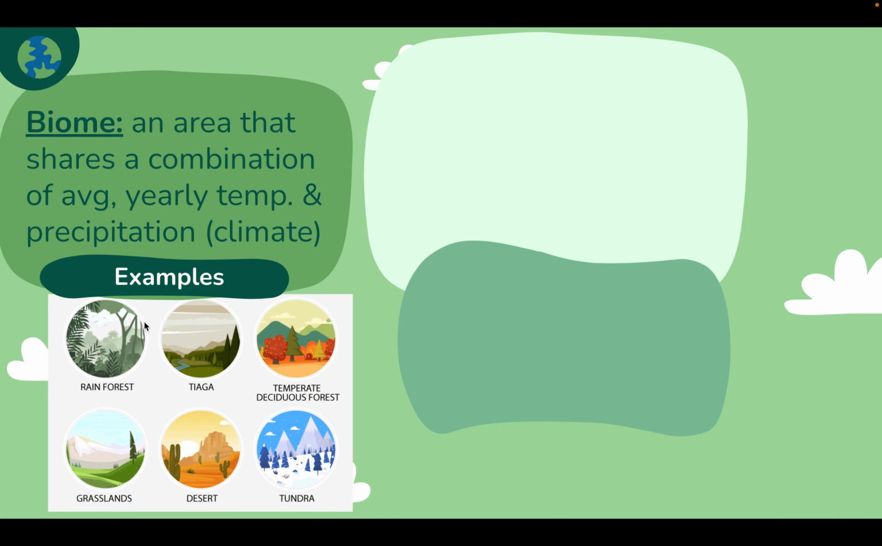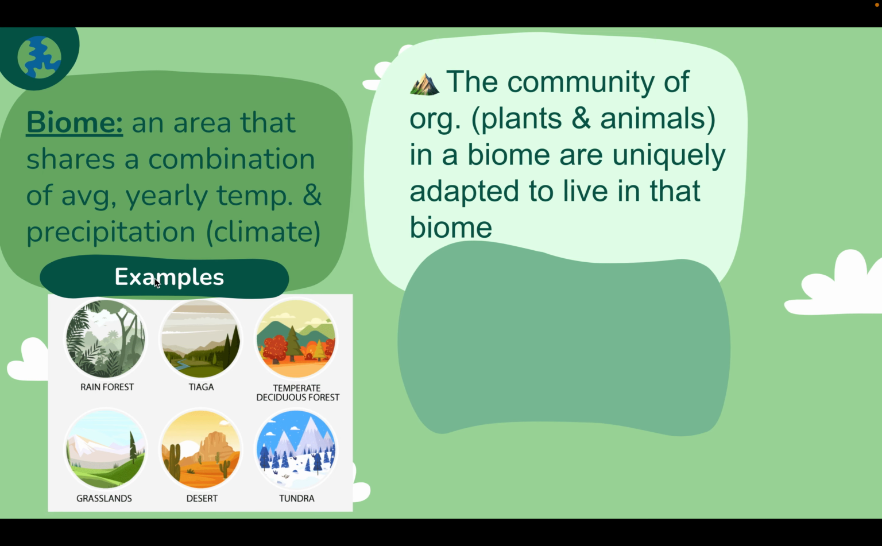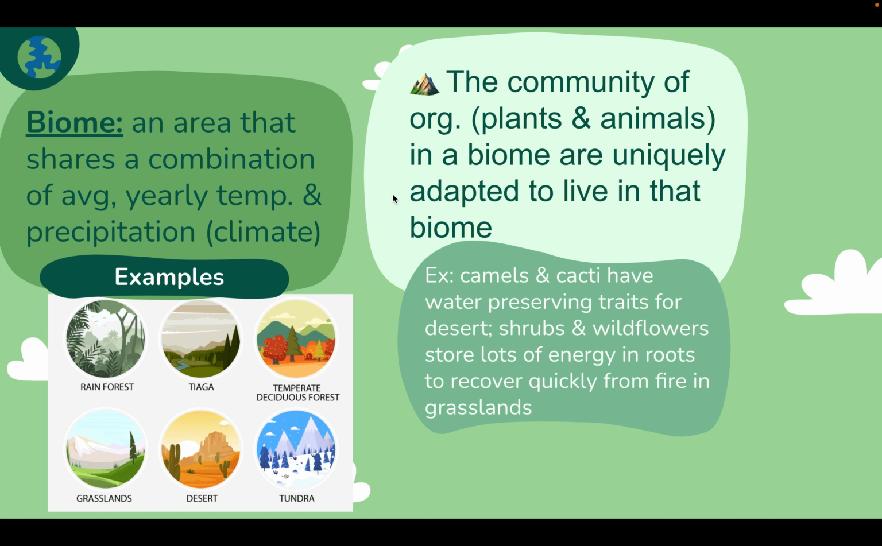Some examples of biomes that we've already talked about, and hopefully you already know these: rainforest, the taiga, temperate deciduous forest, the tundra, the desert, grasslands. We in Oklahoma live in the grasslands. That is our biome. The community of organisms, both plants and animals, in a biome are uniquely adapted to live in that biome.